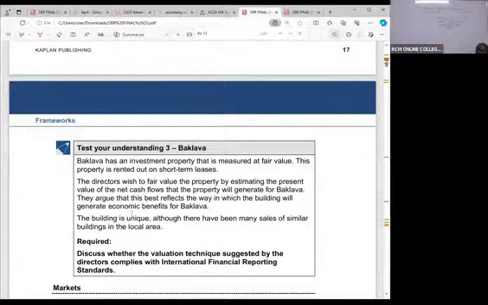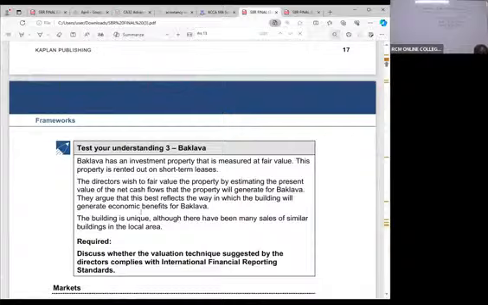The building is very unique, although there have been many sales of similar buildings in the local area. Discuss whether the valuation technique suggested by the directors complies with international financial reporting. We are told here that they are trying to value their property using the net cash flows discounted technique. This is level 3, and level 3 is only applicable for very unique buildings, buildings that have got nothing similar to compare to.